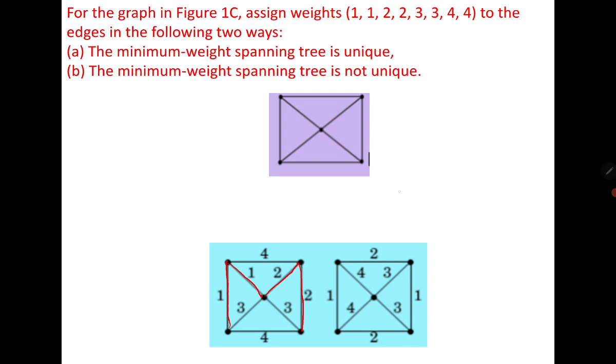But in the second one, you can choose the weights 1 1, but now there are two choices for weight 2. If you choose any one of them, then again there are two choices for the next minimum weight 3 3. You cannot choose 2 2 because it forms a cycle, and it shows that there are at least 4 choices to have the minimum weight spanning tree. So it means in the other case it's not unique, but in the first case it's unique.